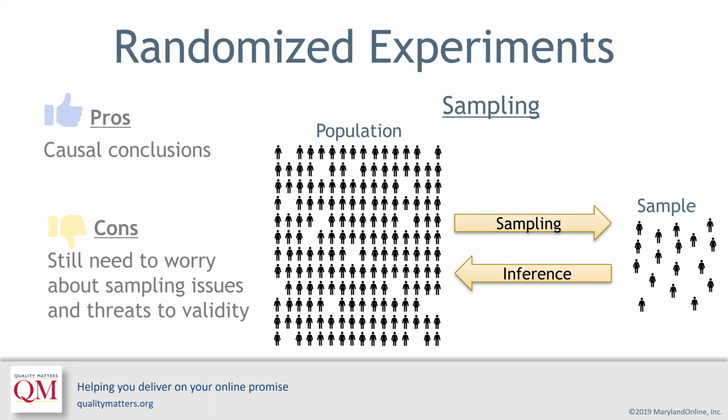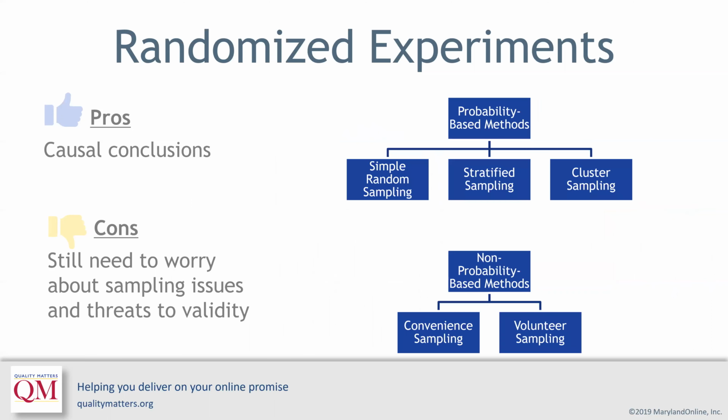There are more advanced probability-based methods. In addition to simple random sampling, stratified sampling and cluster sampling methods are two other probability-based methods that you may see in educational research. These probability-based methods are typically preferred to help avoid sampling bias. But many times with social science research, it's not practical to use probability-based sampling methods. And in those cases, we often fall back on non-probability-based methods, which we see here on the bottom.